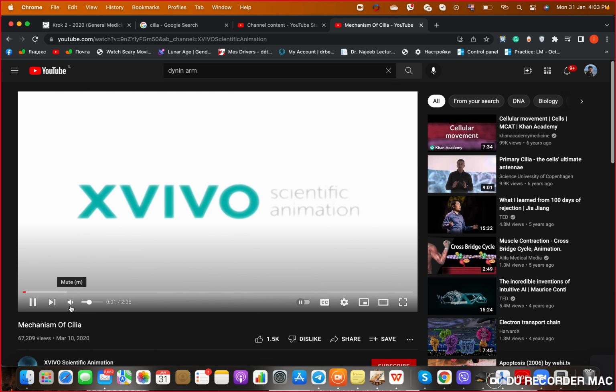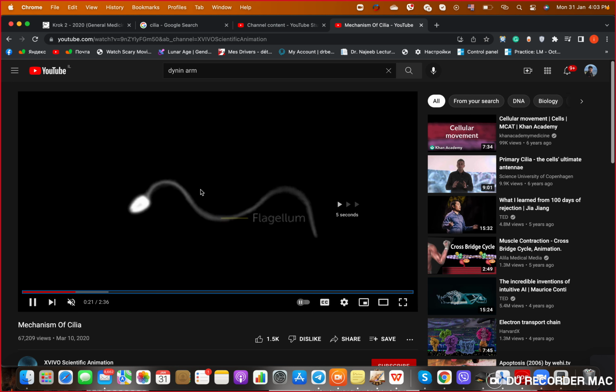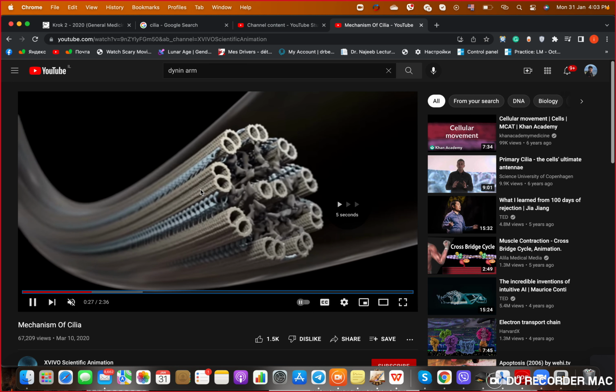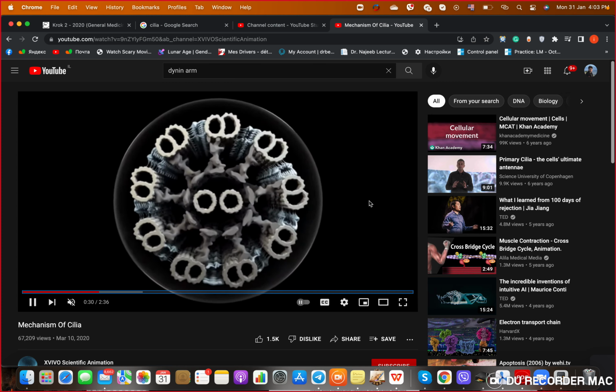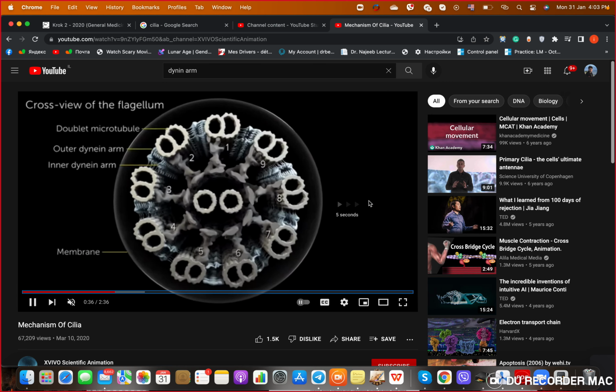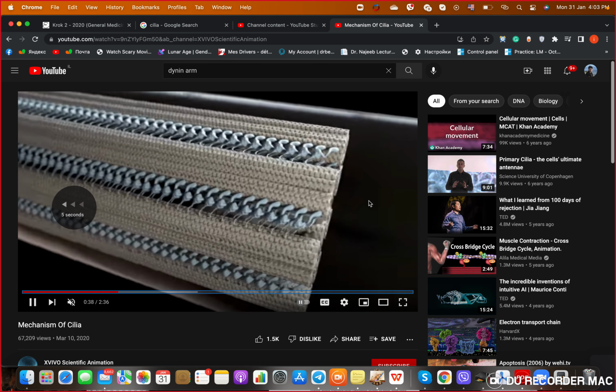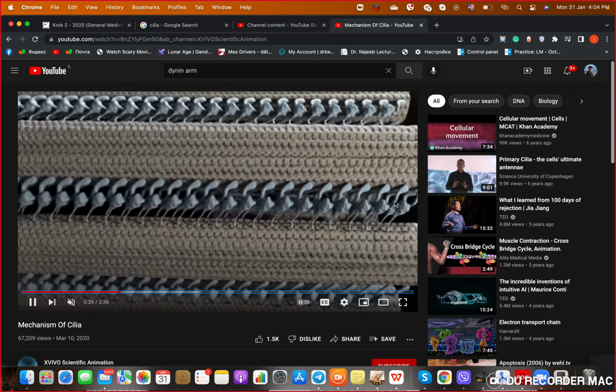I hope it will be a good one. So I just want to show you the movement of the thingy. So this is a spermatozoa, for example. Can you see the 9 and the 2? Yes, Doc. Yeah, so it's like this, 9 and 2. And next thing, there is this dynein arms. Can you see the dynein arms? Yes, Doc. These ones.